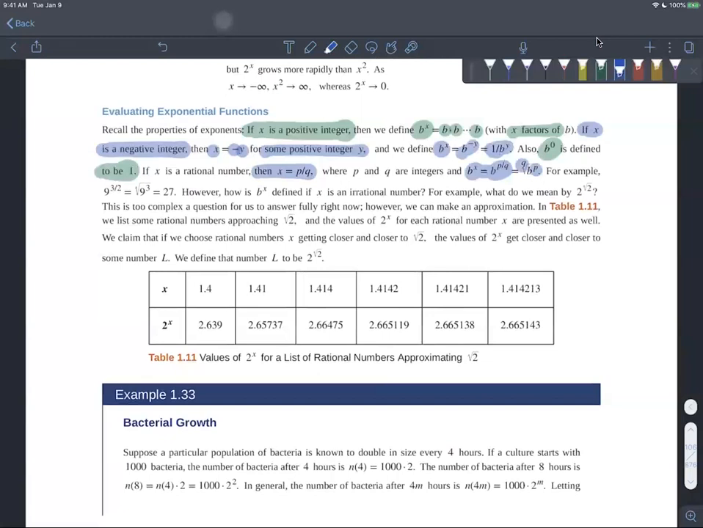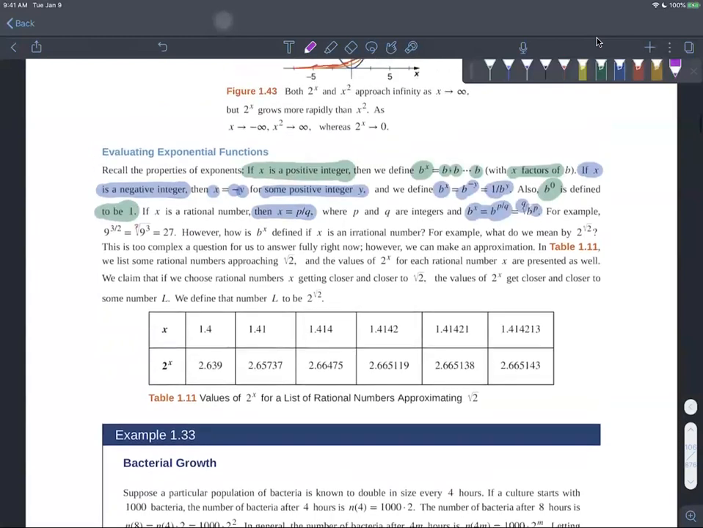And then they give an example here, very nice. What is 9 to the 3 halves? 9 to the 3 halves, so that would be the square root of 9 to the 3rd. And you can figure out what that is. It looks like they're saying it is 27. And yeah, you can actually kind of switch these things around. You can say the square root of 9, to the 3rd. In this case, the square root of 9 we know is 3. 3 to the 3rd is 27. So just to verify. However, how is b to the x?